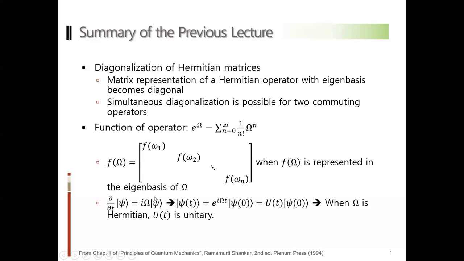Another related concept was the differentiation of the function of the operator. Especially when you are given this kind of differential equation, which is the typical form of the so-called Schrödinger equation, then the exponential function of the operator can satisfy this shape of the differential equation. A typical form of the solution looks similar to this one. What we should notice is that the operator multiplied to the initial vector of the given problem will be unitary. Sometimes we call this operator the propagator.